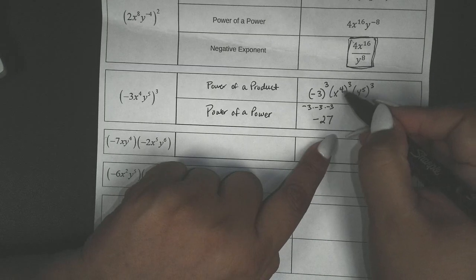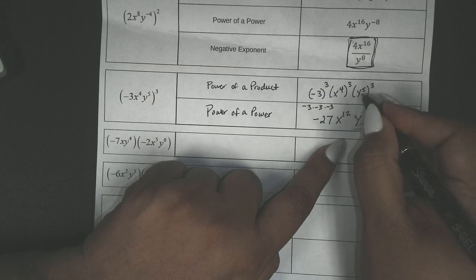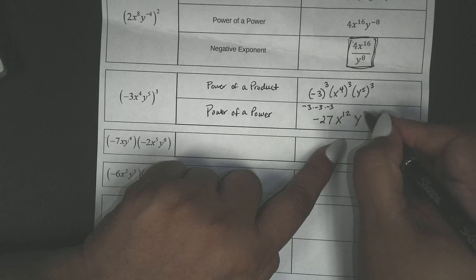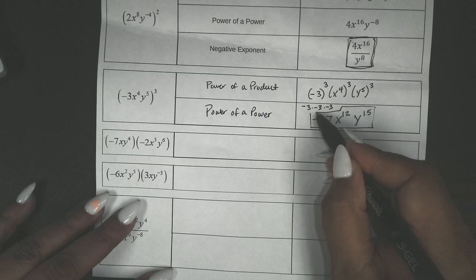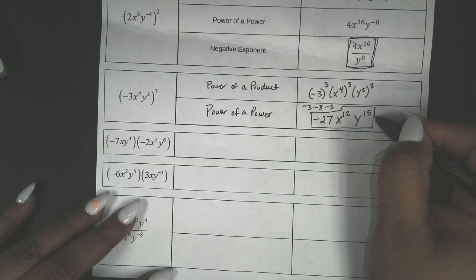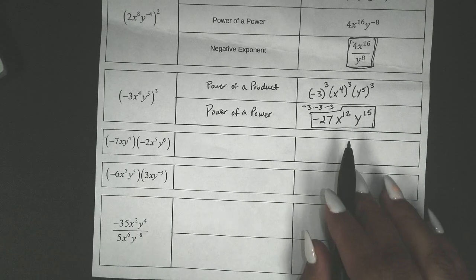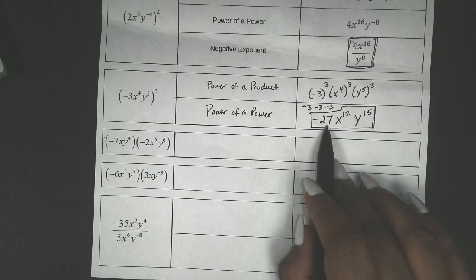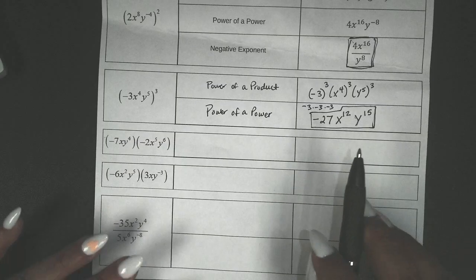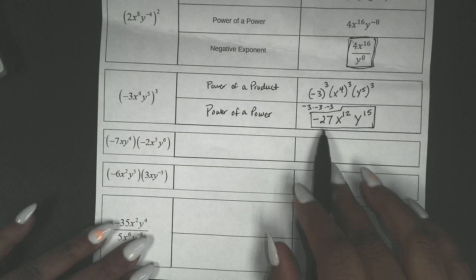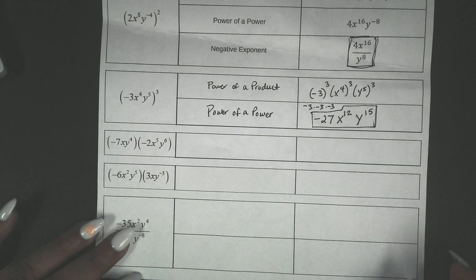Okay, now I'm going to multiply 4 times 3, and that's going to give me x to the 12, and then y to the 5 times 3, and that's y to the 15. And this is my simplified answer, because I have no negative exponents, and I have no zero exponents, no parentheses, and no powers of powers left. And for each base, an x and a y, there's no multiple x's, no multiple y's, so this is my ending simplified answer. Okay, let's look at what we have here.